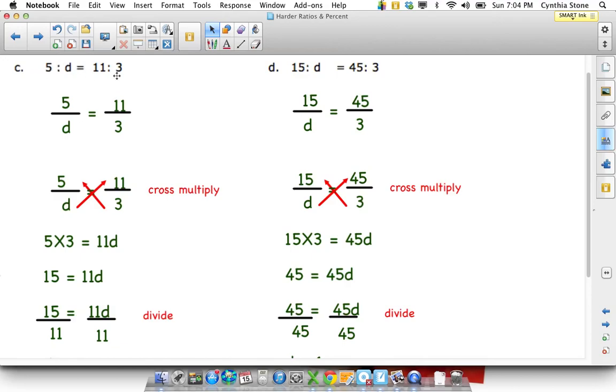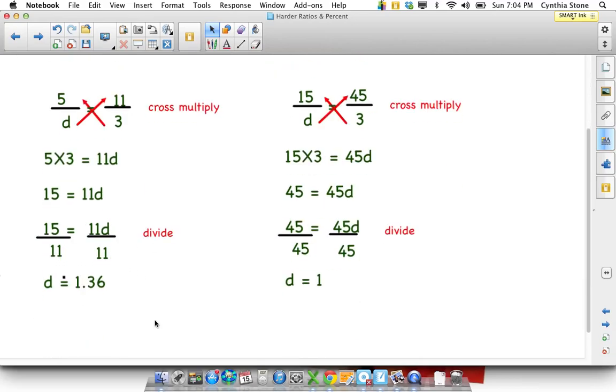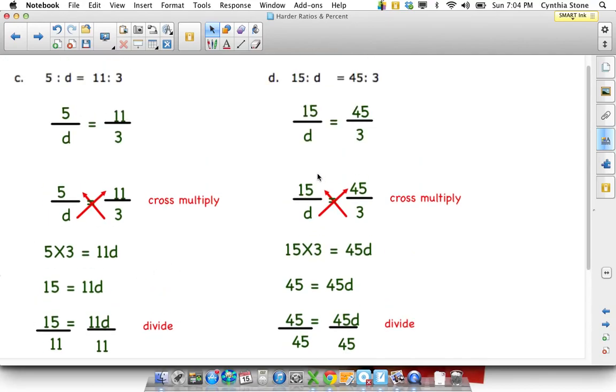Anyway, so write this as an equation using fractions. Cross multiply. 5 times 3 equals d times 11, or 11d. Divide both sides by 11, cross multiply and divide. End up with d is approximately equal to 1.36. Hopefully you see it's just a pattern now. There are no tricks I can put into this, okay? It is what it is.